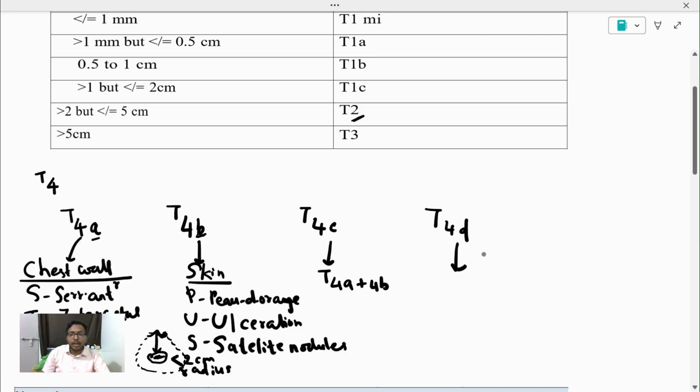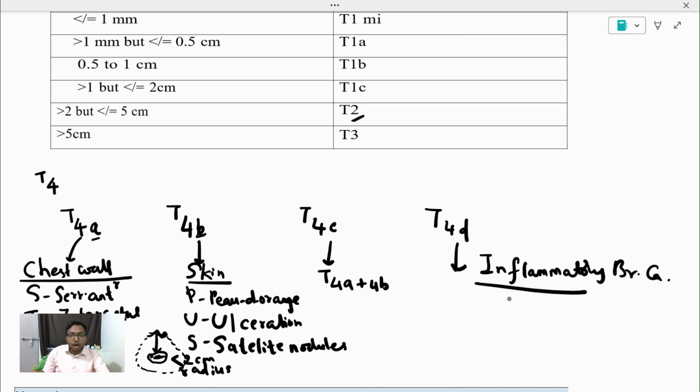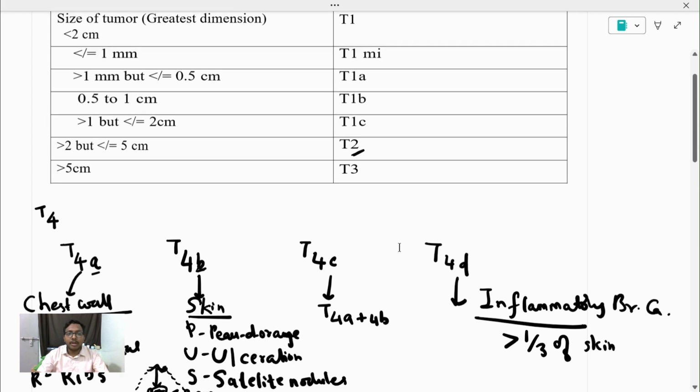Now, what is T4d? It is nothing but inflammatory breast carcinoma. What is inflammatory breast cancer? It is a characteristic entity where the entire breast is enlarged and there is no palpable lump. You call it inflammatory breast carcinoma when more than one third of the skin of the breast is involved with inflammation. So this is regarding the T grading of carcinoma breast.